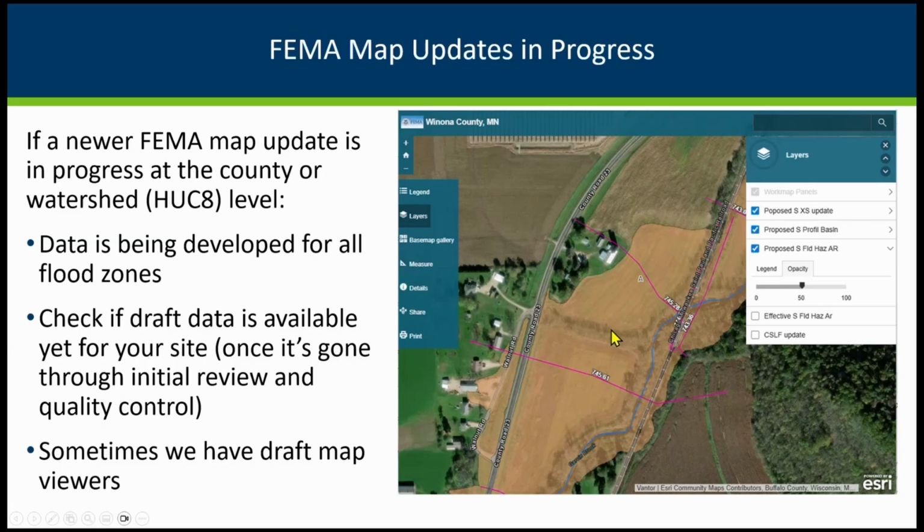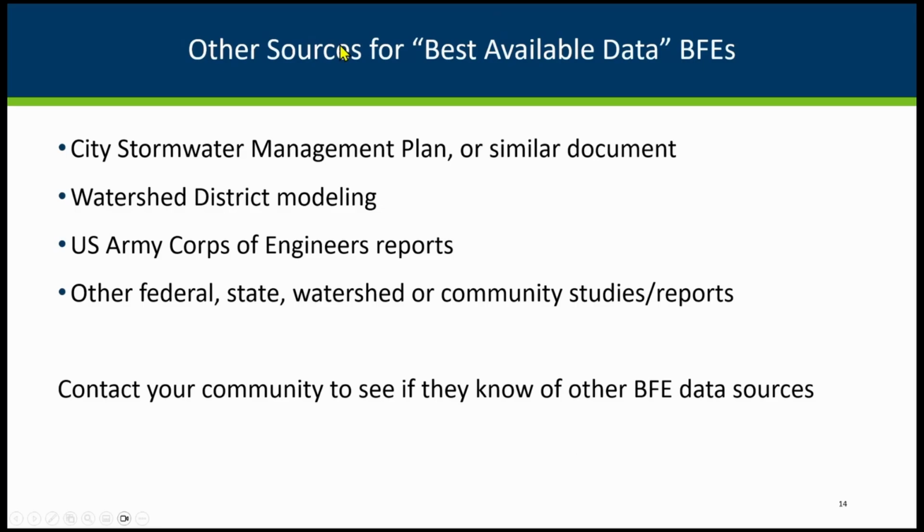We can use this as best available data to determine that BFE. Here are some other sources for best available data to get a BFE. Your community stormwater management plan, watersheds may have modeling, the Corps of Engineers, or other state, federal, or community studies. Contact your community to see if they know of other sources.